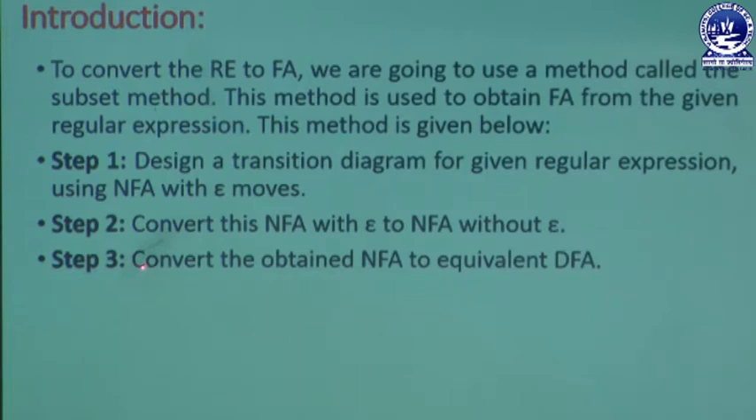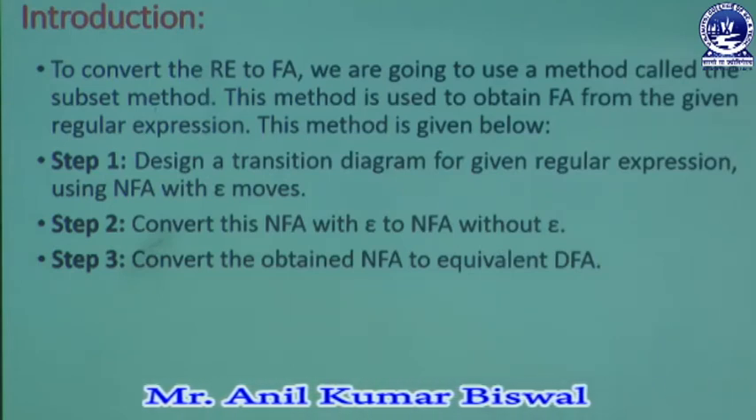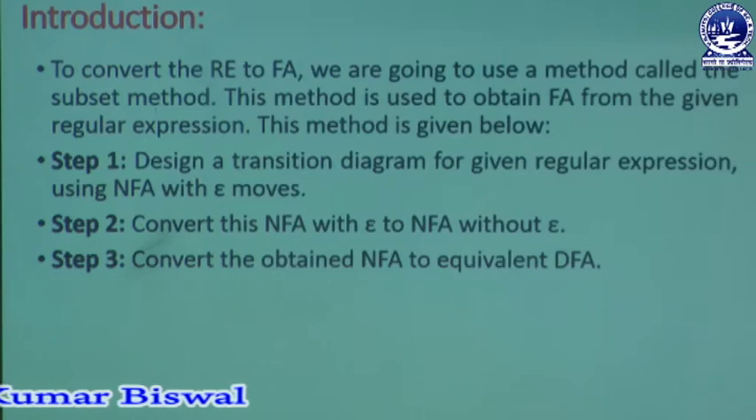In step 3 it is explained that we convert the obtained NFA to the equivalent DFA. We know that when a user gets an NFA diagram without epsilon, that diagram never contains any epsilon at the time of transition formation. So we need to convert this transition diagram to the equivalent DFA, that means deterministic finite automata. In this deterministic finite automata we get a diagram in which there are no epsilon moves.